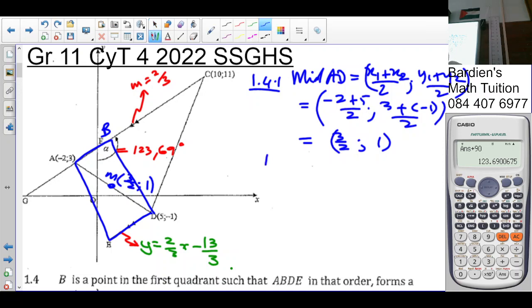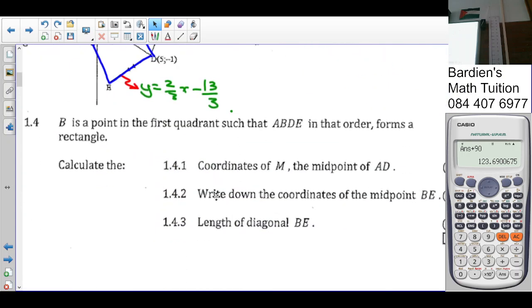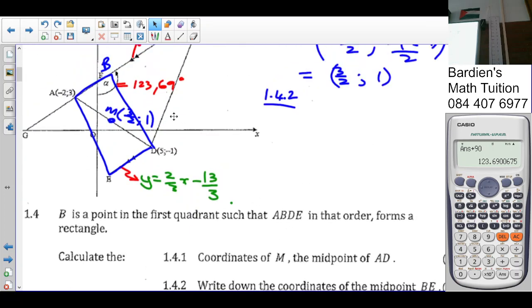So that's that. So 1.4.2, the question says, one on the formula, one on the x and one on the y. And then it says write down the coordinates of the midpoint of BE. But I just indicated now the midpoint of BE is the same as the midpoint of AD. Can you see that, people?